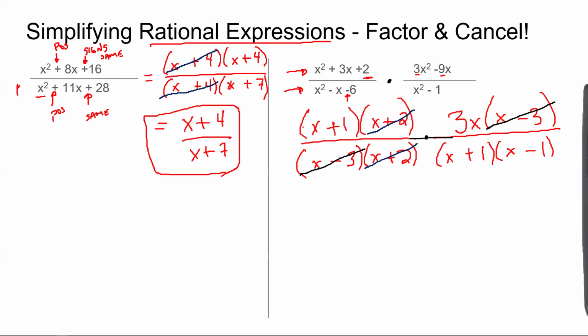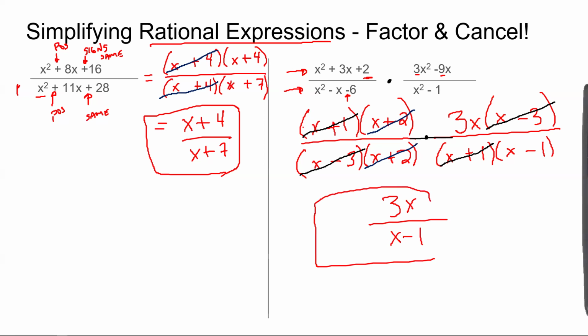Anything else? Oh, here's an x plus 1 on the bottom. So those will go away. Whole bunch of stuff, just slash it and burn it here. I got a 3x on top and an x minus 1 on the bottom. I believe that's all I can do.